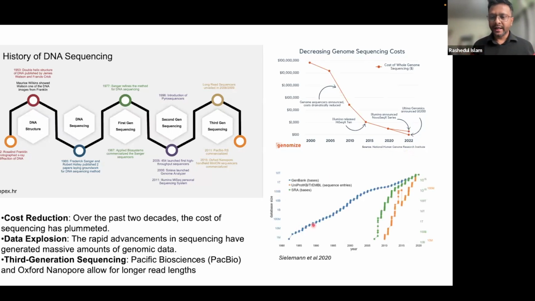In this plot, I'm showing the sequencing data that has been deposited into different databases, such as GenBank and UniProt. I want to highlight this green line. This is the SRA database, the amount of data that has been submitted to the SRA database. In SRA, people submit raw sequencing data. We can see after 2005, people are generating more and more data, and there is an exponential growth in the amount of data that has been submitted to the SRA database.